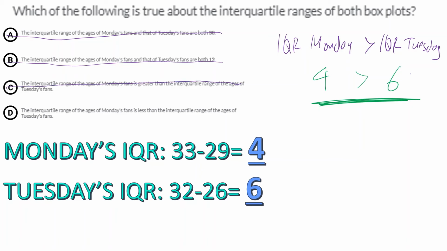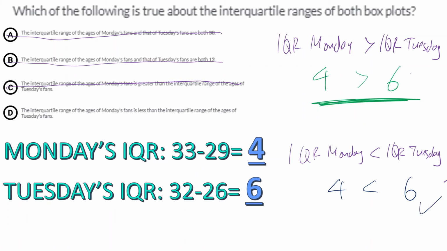That leaves us with answer choice D, but let's make sure it's right. The interquartile range of the ages of Monday's fans is less than the interquartile range of the ages of Tuesday's fans. We found that Monday's interquartile range was 4, and Tuesday's interquartile range is 6. Is 4 less than 6? Yes, it is. So our answer choice will be D.